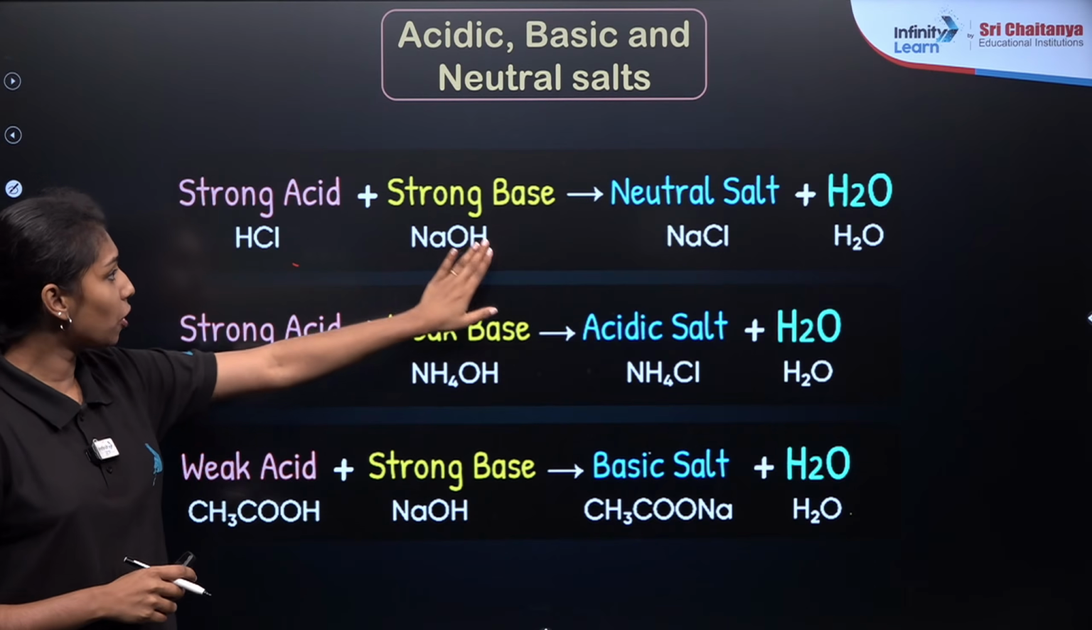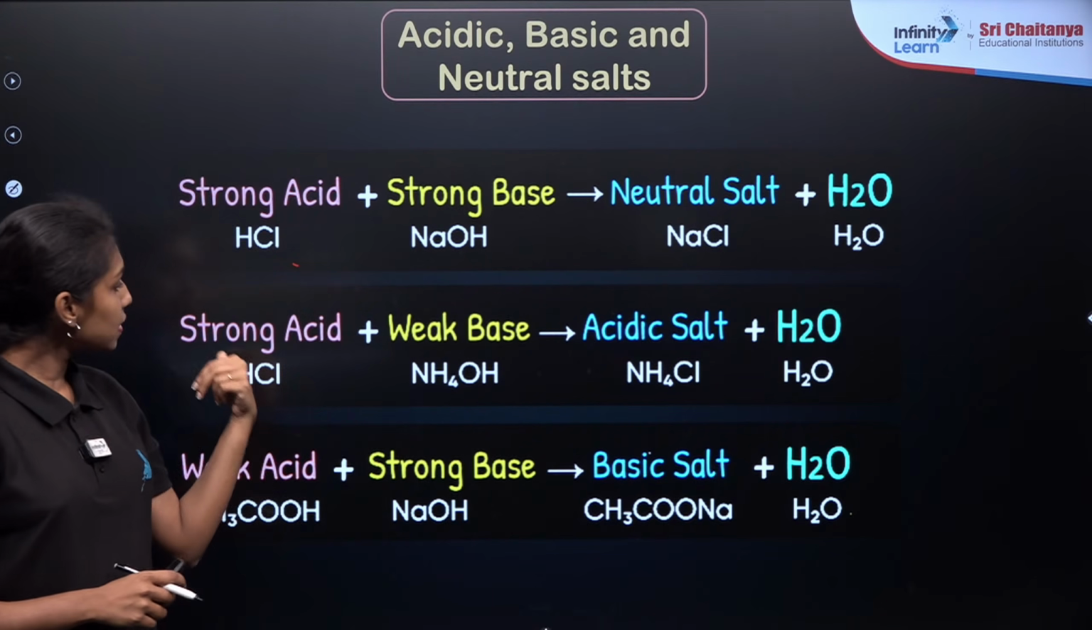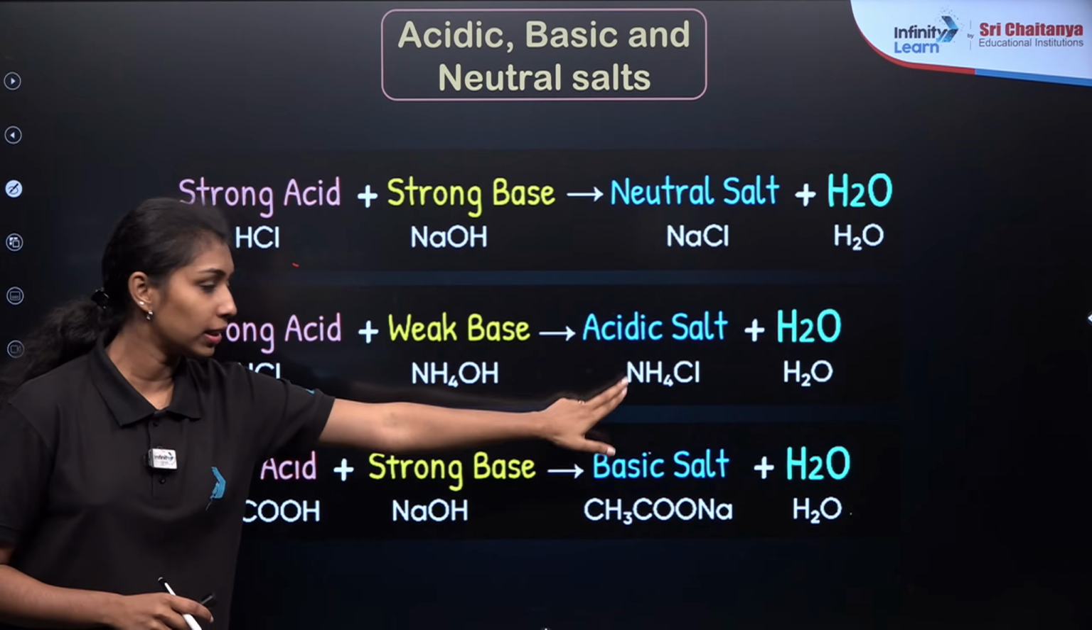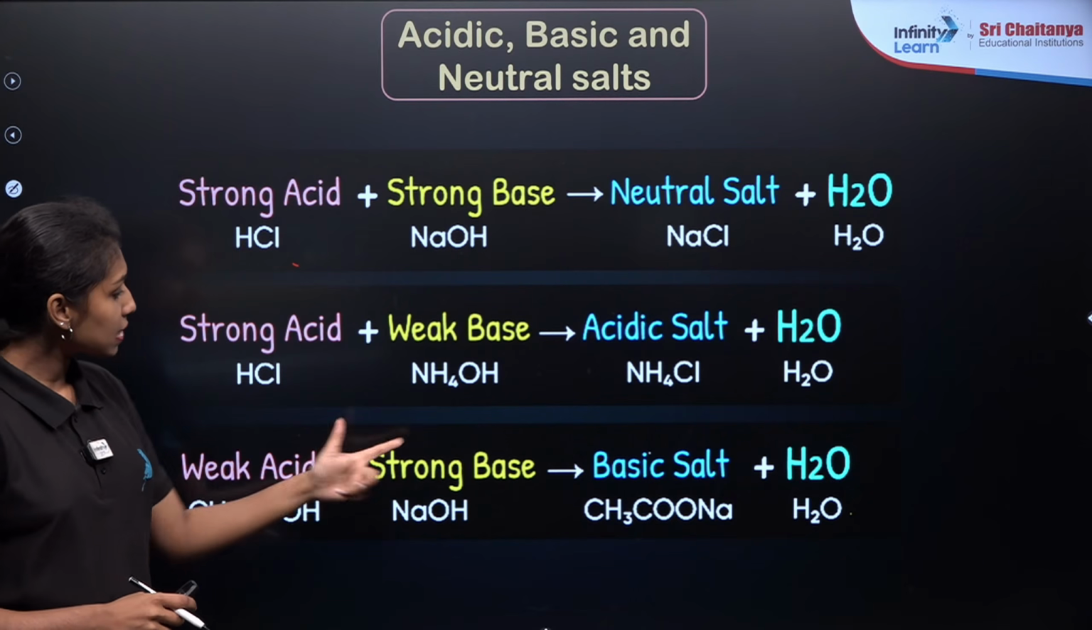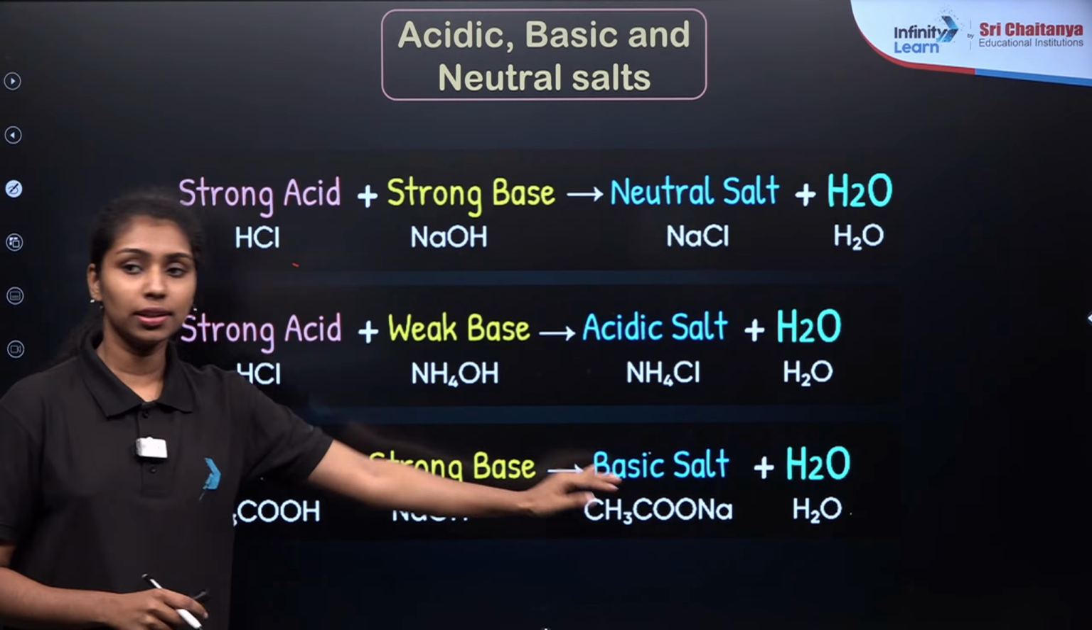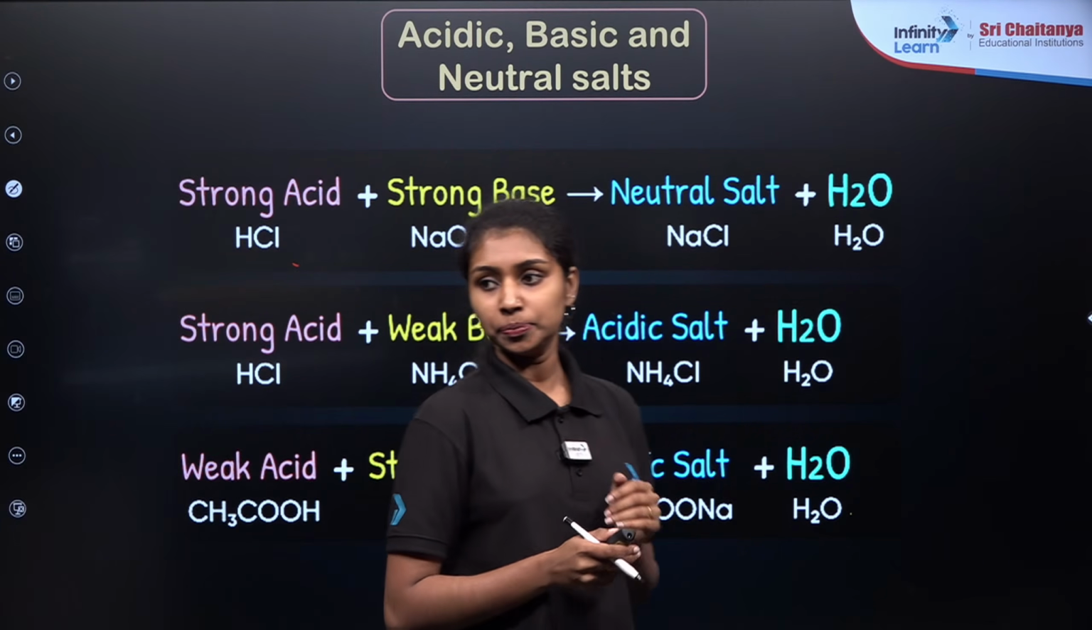So this is a general summary of the formation of salt, right? If you are taking strong acid and strong base, they will be forming a neutral salt. If you are taking strong acid and weak base, they will be forming an acidic salt. This is the example. And if you are taking weak acid and strong base together, they will be forming a basic salt. Okay, I hope you understand.